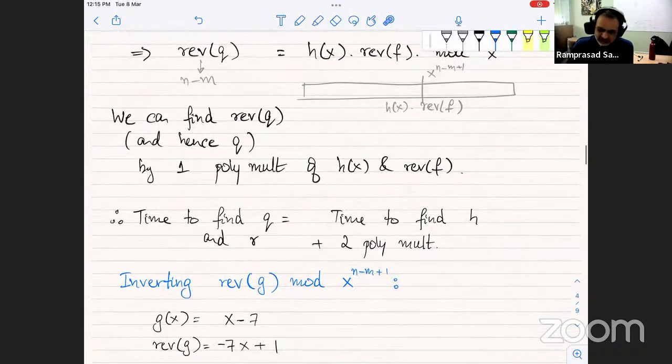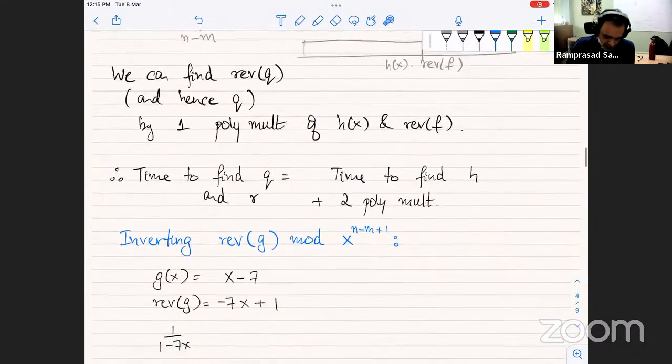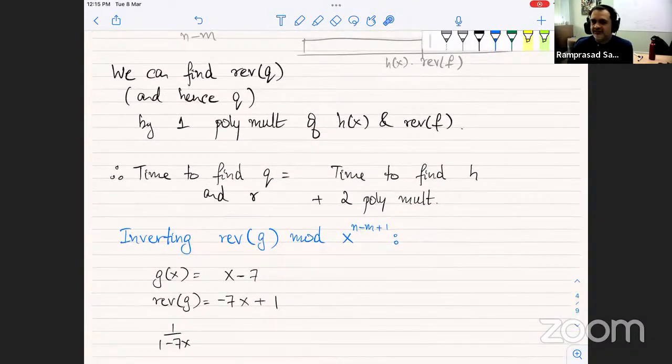When I reverse G, you end up with this polynomial instead, which is 1 minus 7x. If the highest degree term for G was equal to 1, this means that the constant term for reverse of G is equal to 1, because they interchange places when you do a reversal. Now the question is, suppose you wanted to invert 1 minus 7x. What would you do?